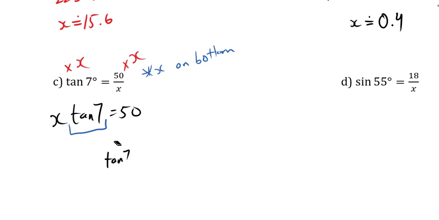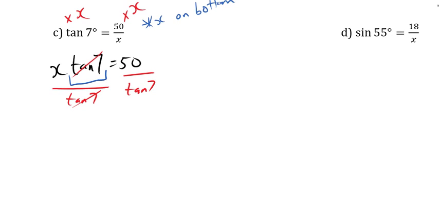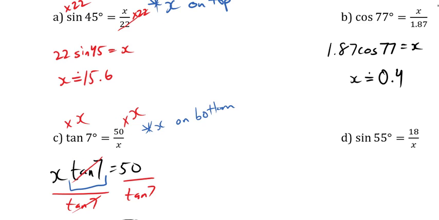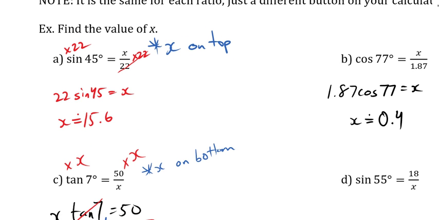I should show that. Sorry, I'm going to redo that. So divide this side by tan of 7 and divide this side by tan of 7. So the tan of 7 divided by tan of 7, that's like one whole thing, right? So then I get x equals 50 divided by tan of 7. And in effect, notice how x and tan of 7 traded places. So when x is on the bottom, they trade places and you divide. X on top, just move it over and multiply.